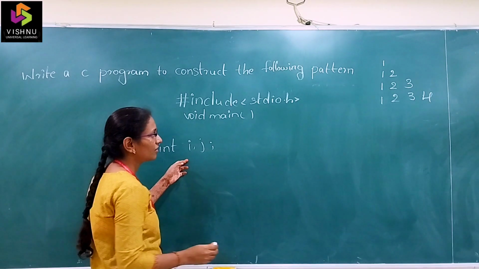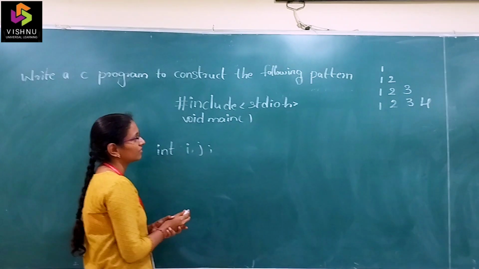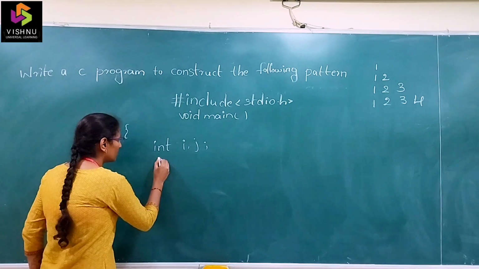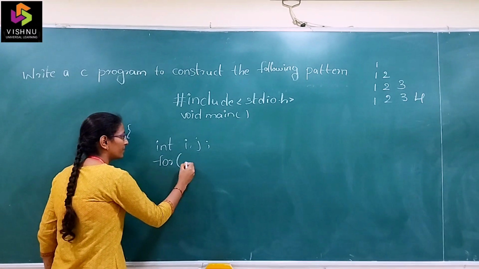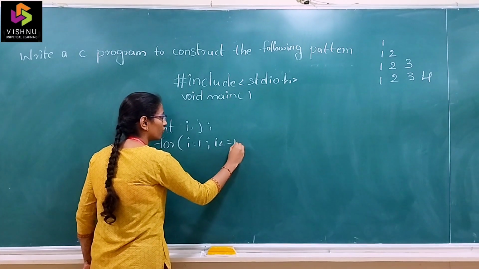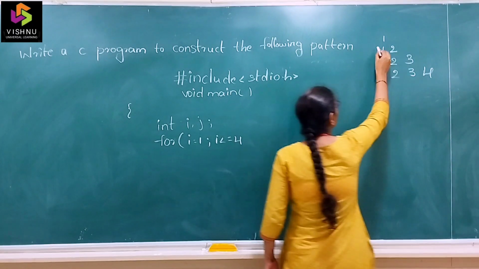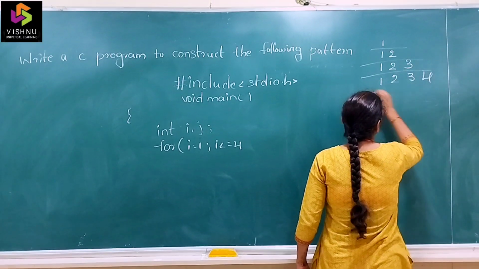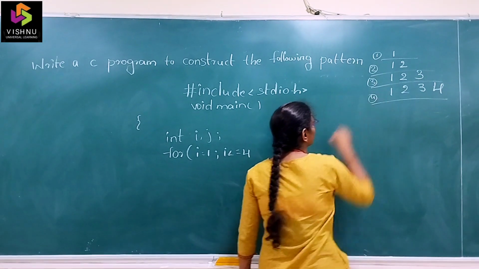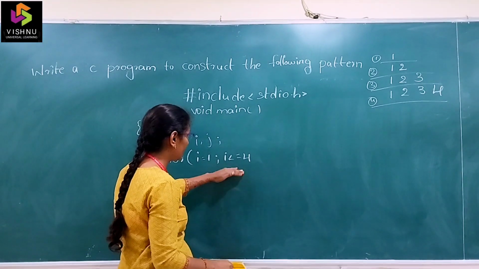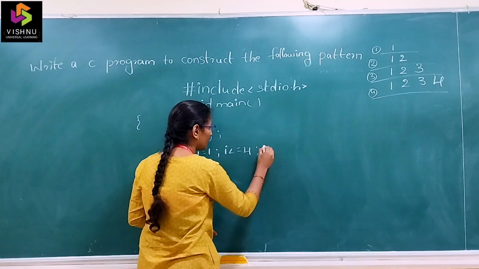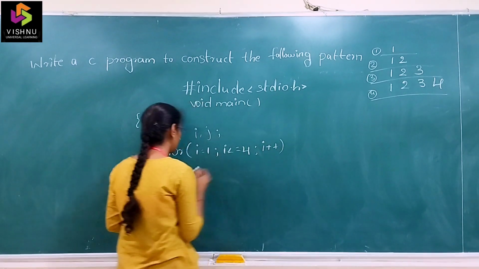i is used to get the number of rows and j is used for the number of columns. I am going to write a for loop for i equals 1, i less than or equals to 4, because here the given pattern contains 4 rows: 1, 2, 3 and 4. So I give the condition for this for loop as i less than or equals to 4. And I am going to increment the i value.